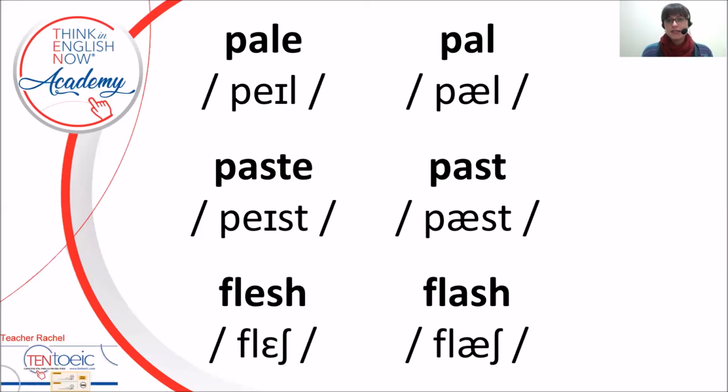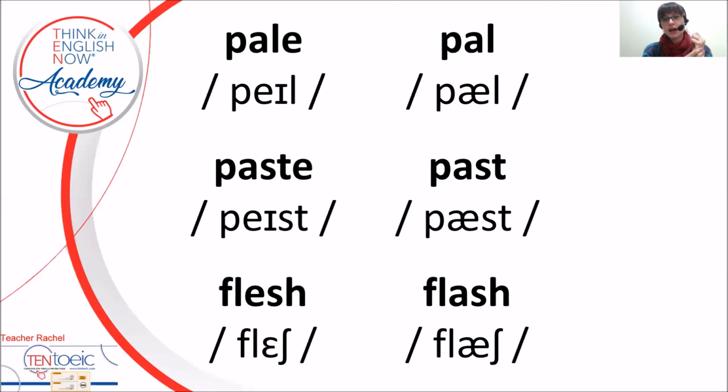Paste. This is something that we usually use glue for. So we have two pieces of paper. We paste them together. We put glue in the middle and they stick. Paste. Past. We've used this word a lot, like past tense. So we have past, present, future. Past.